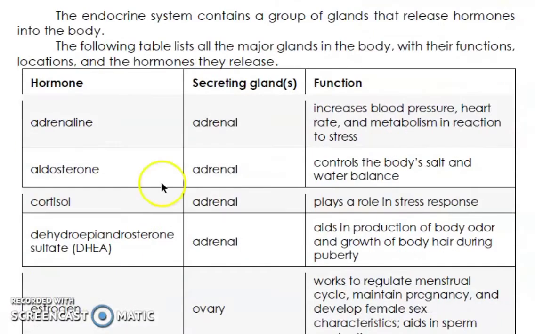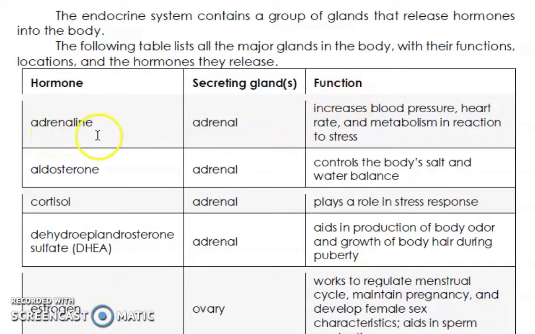Let's proceed. The endocrine system contains a group of glands that release hormones into the body. The following table lists all major glands in the body, with their functions, locations, and the hormones they release. So there are 3 columns. The first column is the name of the hormone, the gland where it secretes from, and its function.